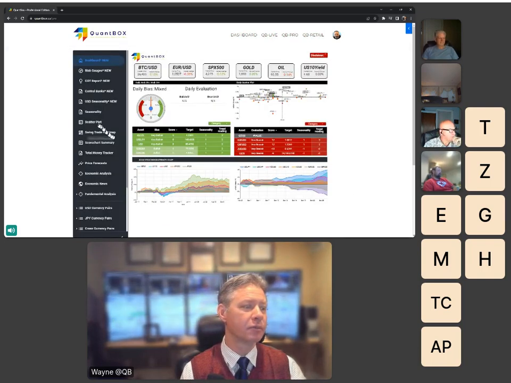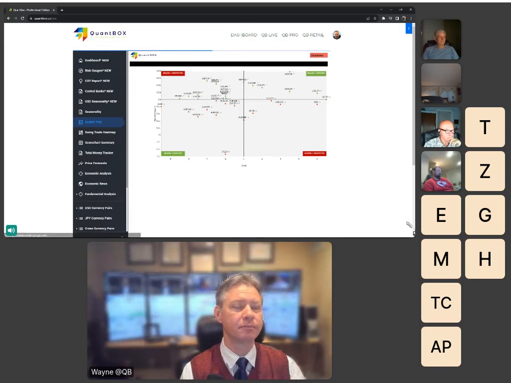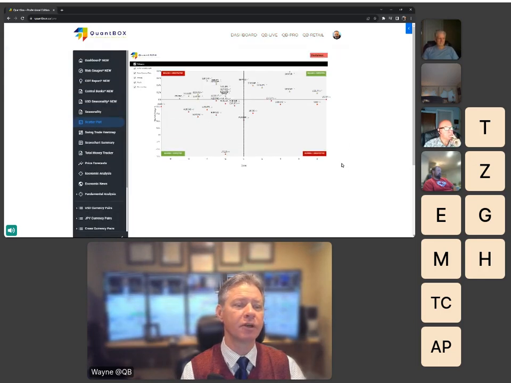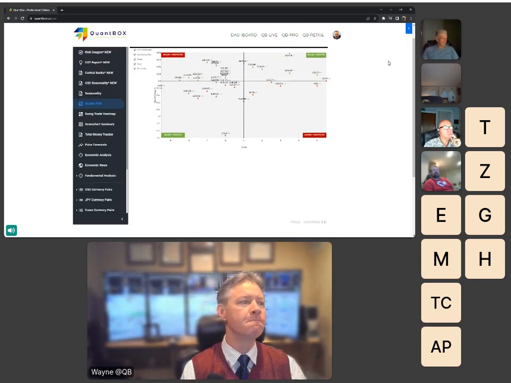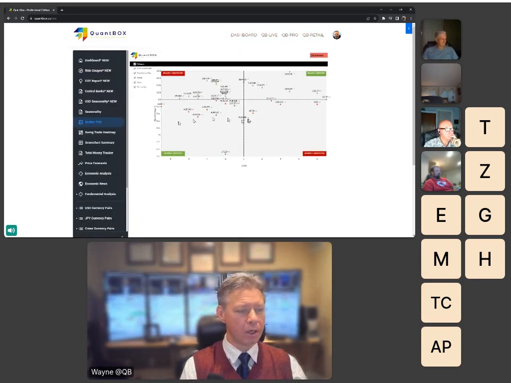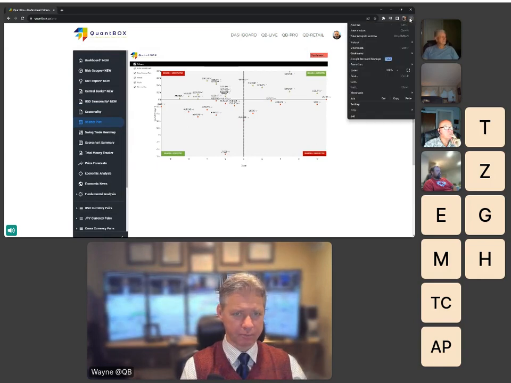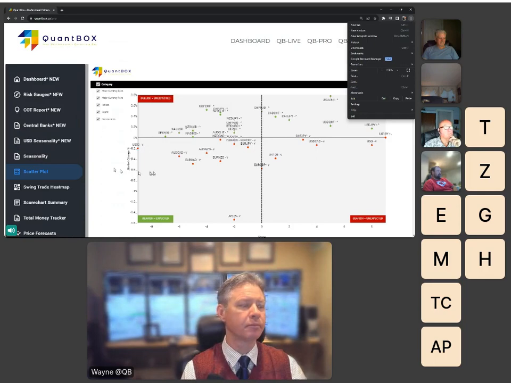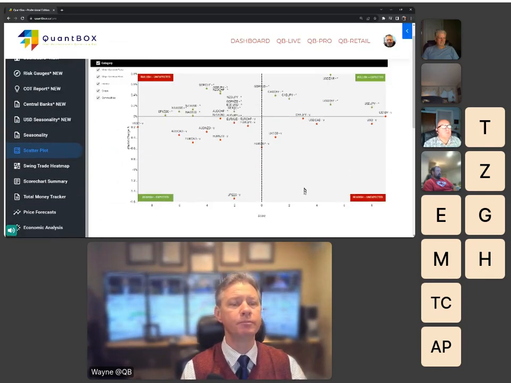So, anyways, take a look at the scatter plot. Oh, it's a funny glitch that happens every once in a while. Why doesn't it expand? Well, maybe I'll just zoom in then.